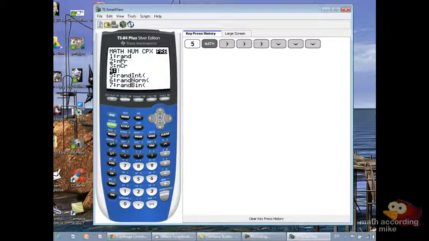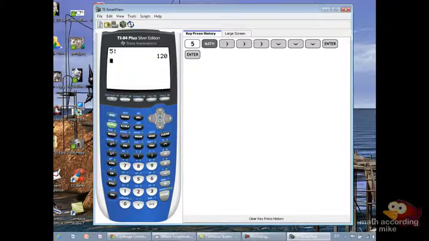Now this is for the 83, 84 calculators. If you are in the 30 series, you'll type 5. And then you should already have a PRB button on your calculator. You'll select that, and then you'll select your exclamation point. That takes you back to the main screen. So we just want 5 factorial here, so we'll just hit enter and get our 120.